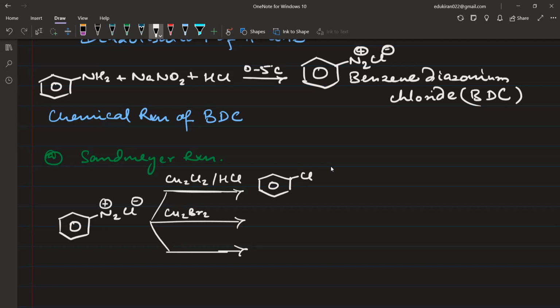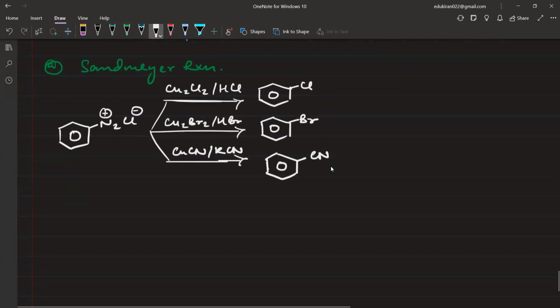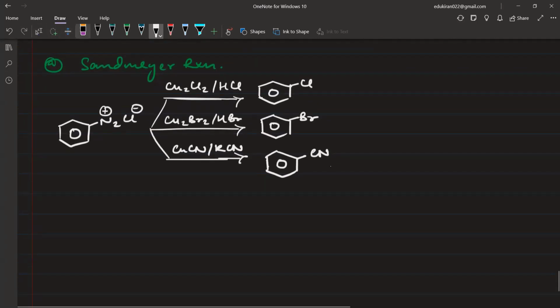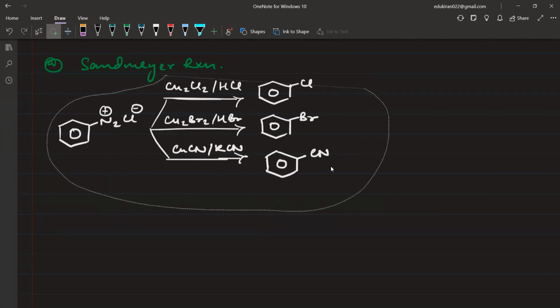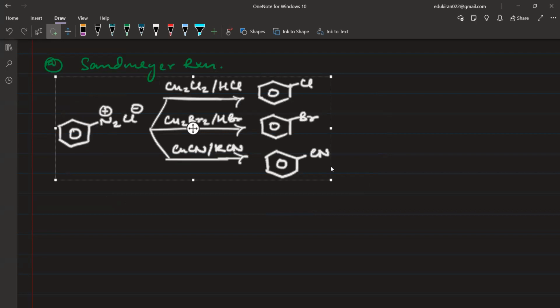React with Cu2Br2, cuprous bromide in the presence of HBr, you will get bromobenzene. If you react this with cuprous cyanide in the presence of KCN, you will get benzonitrile. Okay, so all of these are Sandmeyer reaction. But if you are asked about the Sandmeyer reaction, please write this down.